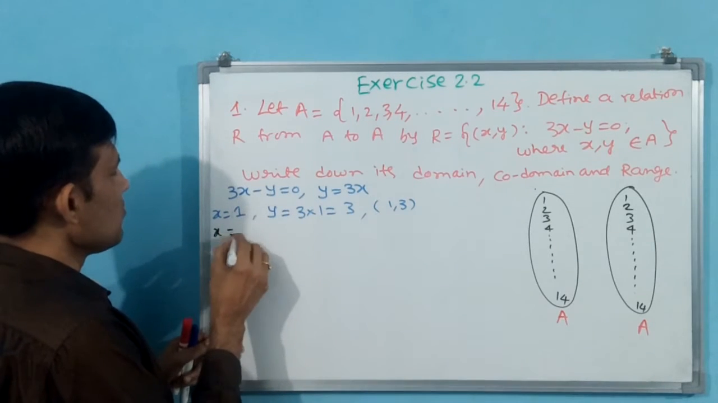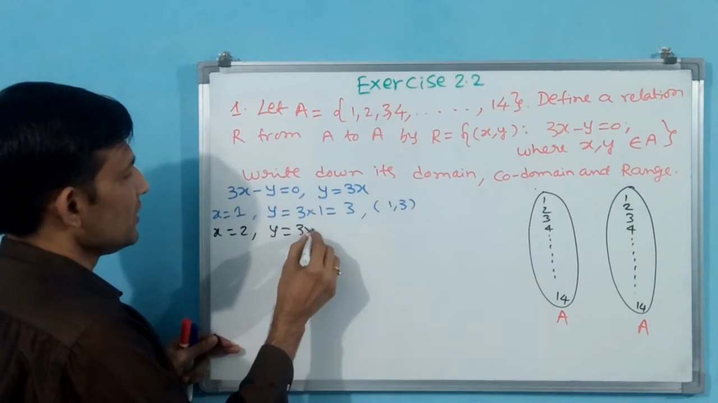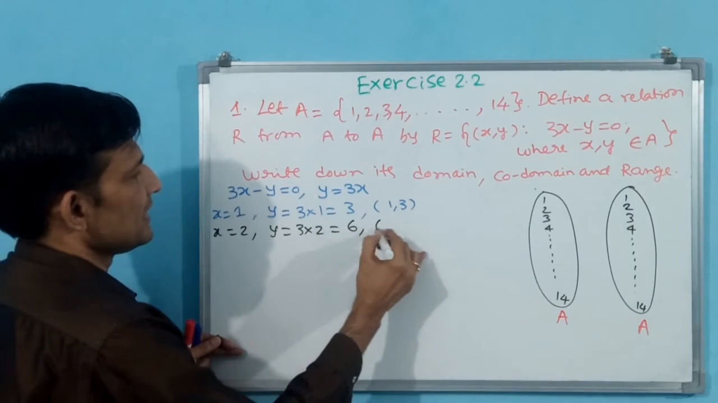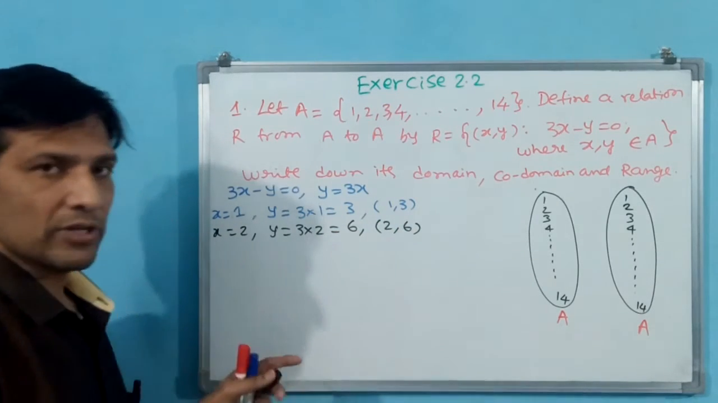Second time I take 2. Y is equal to 3 into 2, that is equal to 6. That means the 2 comma 6 set is going to come. You see here.